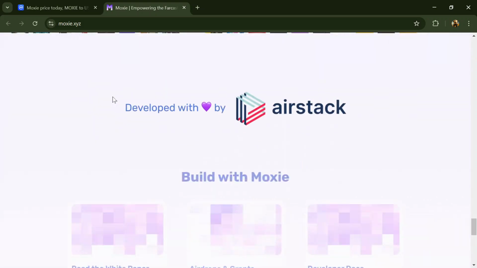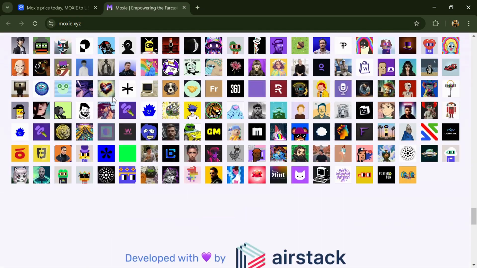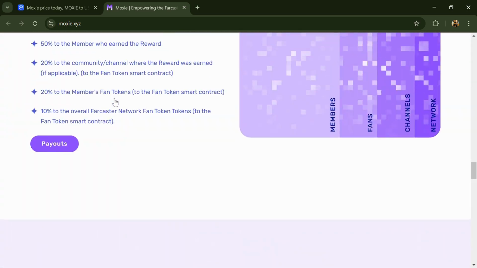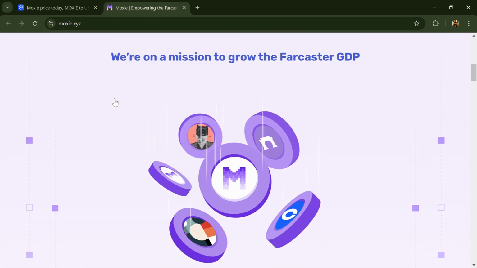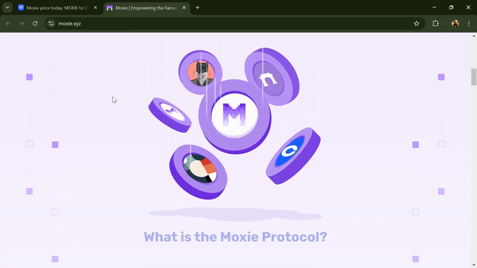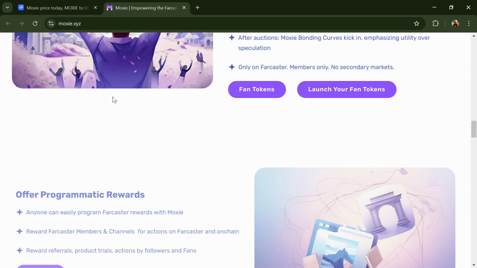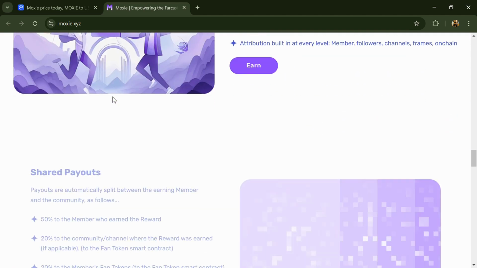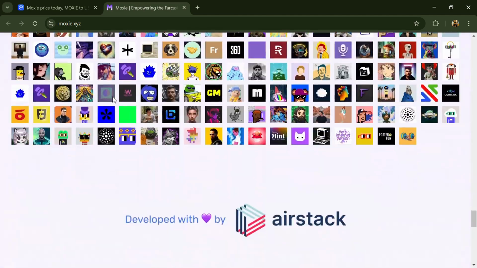According to the white paper, Moxie is the economic engine of Farcaster. The Moxie protocol enables efficient markets on Farcaster, the leading decentralized social network. Developers built Moxie to integrate economic incentives into their Farcaster apps, frames and actions. The Moxie token is required in order to use the protocol.